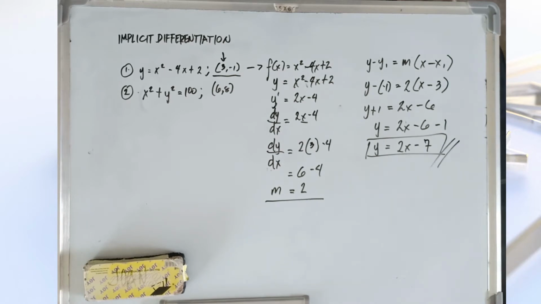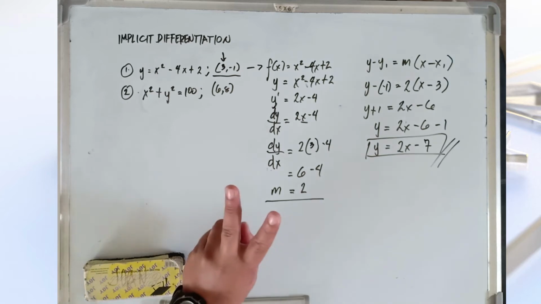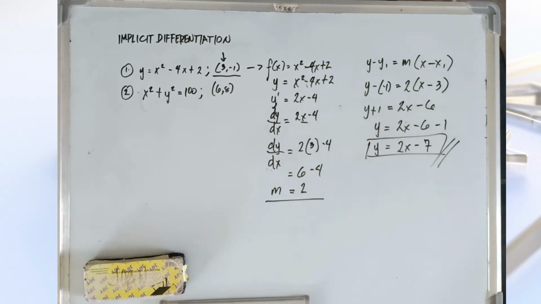Now let's compare the second example. In the second problem, the equation is not explicitly defined. So it is not explicitly defined in the form of f of x. The dependent variable y is not expressed in terms of the independent variable. Now, before solving the first derivative, write it first in the form of y is equal to f of x.